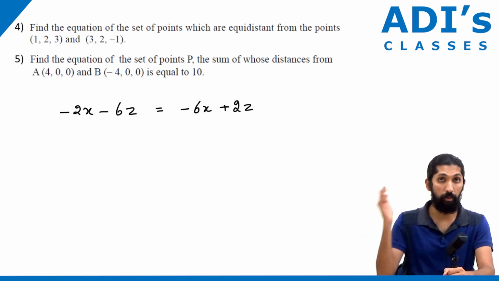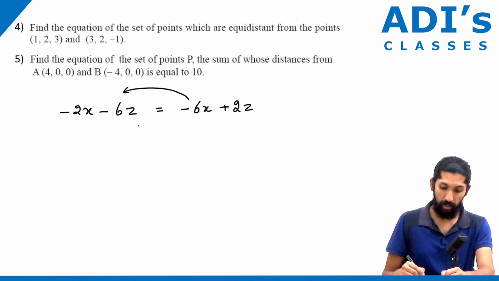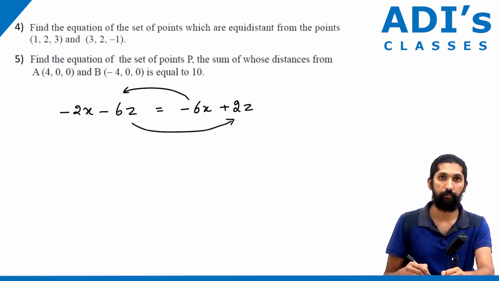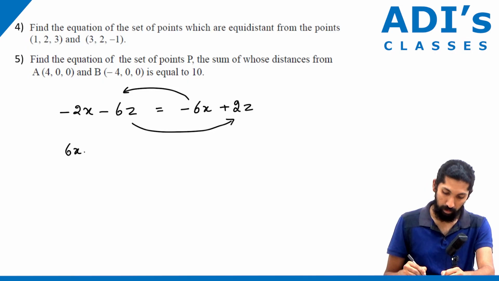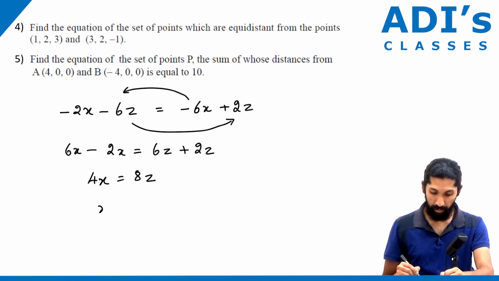Take the x and z on one side. So you can take the minus 6x to this side and 6z to this side. So you're going to have 6x minus 2x is equal to 6z plus 2z. So you have 4x is equal to 8z, or you have x is equal to 2z, right?